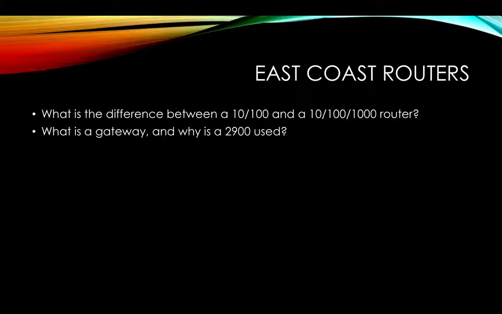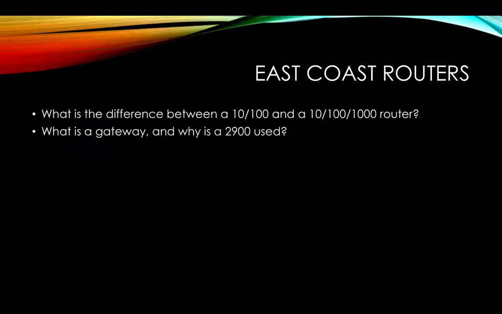Next, we've got the East Coast routers. What is the difference between a 10-100 and a 10-100-1000 router? Well, the difference is exactly the same as switches. The same concept applies to this device. A 10-100-1000 is capable of 10, 100, or 1000 megabits, while a 10-100 is only capable of 10 and 100 megabits. So half of the routers are essentially causing network congestion, assuming that the serial links are capable of gigabit speed, which is not specified, but I am going to assume that they are for the essence of this project.